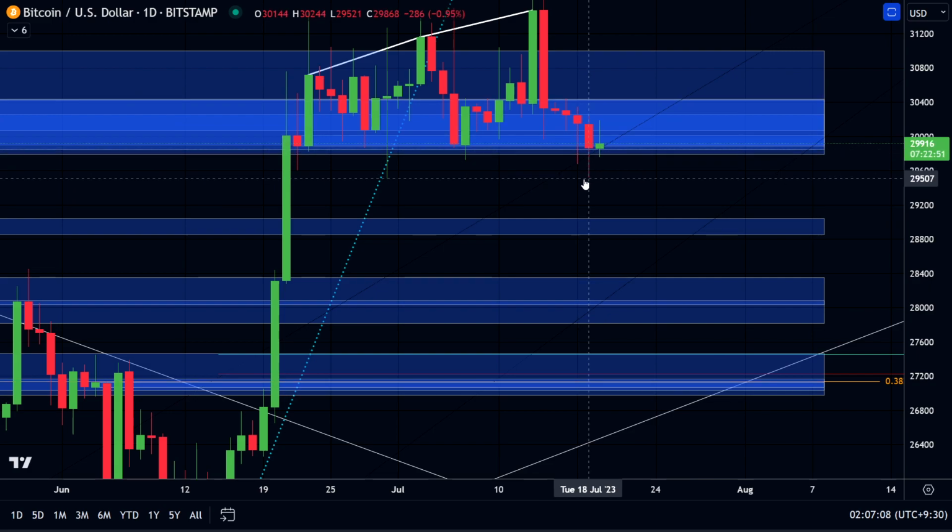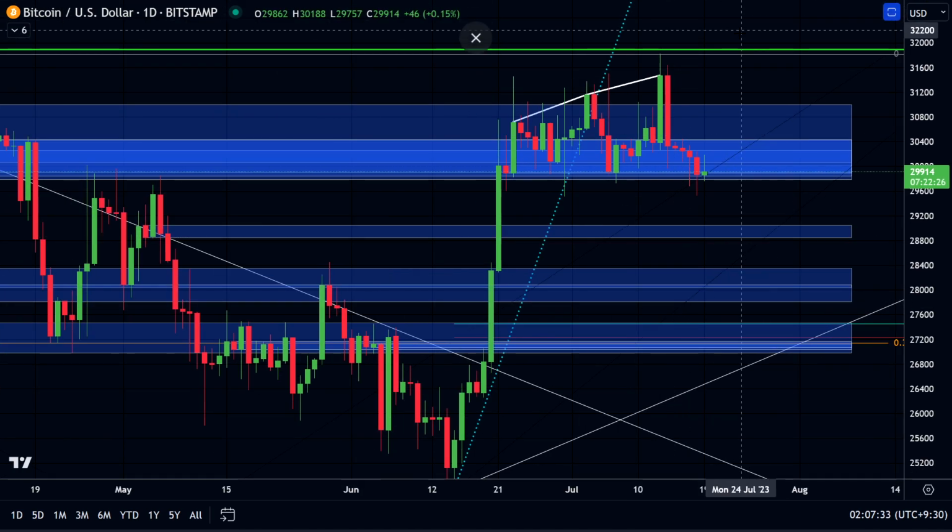We can see we wicked below a couple of times here, but we're still closing the daily candles inside this group of order blocks. The bottom of these order blocks is at 29,790. So again, looking to close daily candles below these order blocks, and also that daily EMA ribbon as a second confirmation for a bigger move to the downside.